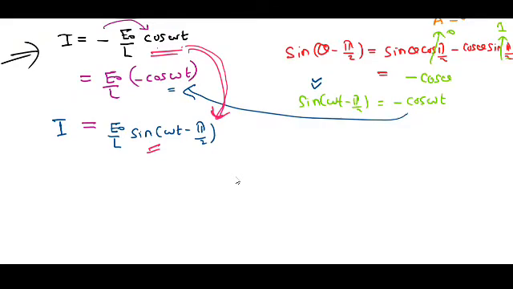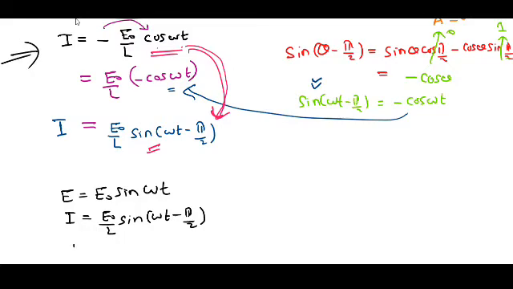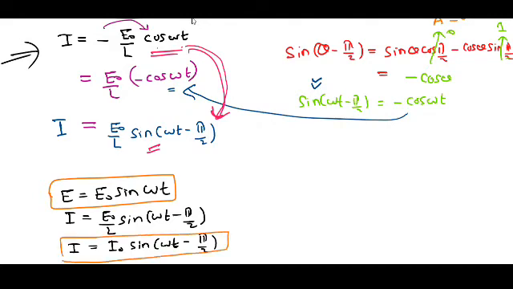Now, if you connect this voltage and the current, this voltage is E is equal to E0 sine omega t, that is the applied voltage, and the resulting current in the circuit is E0 by L sine omega t minus pi by 2, or I can write this current I is equal to I0 sine omega t minus pi by 2. If you compare this voltage equation and this current equation, the phase of the current differs by pi by 2. That is, we can say that the current lags behind the applied EMF by an angle pi by 2.